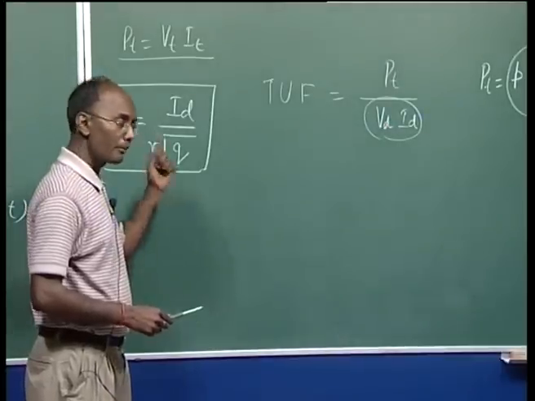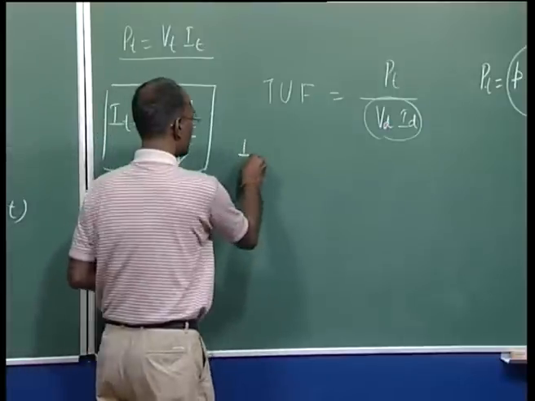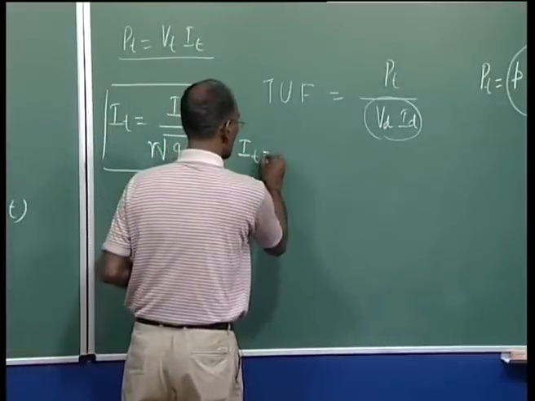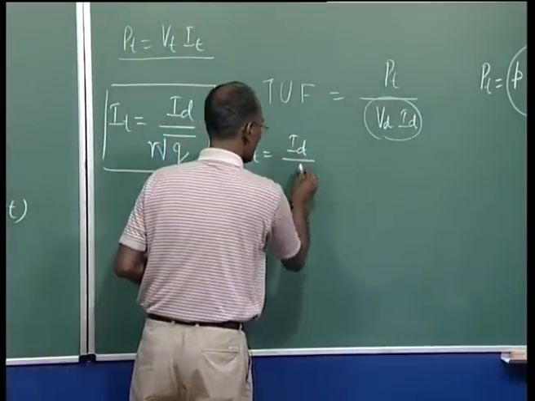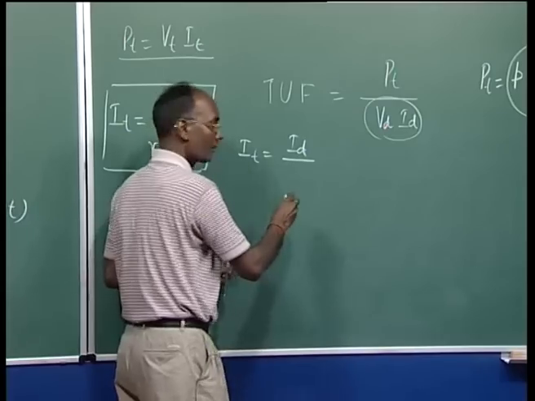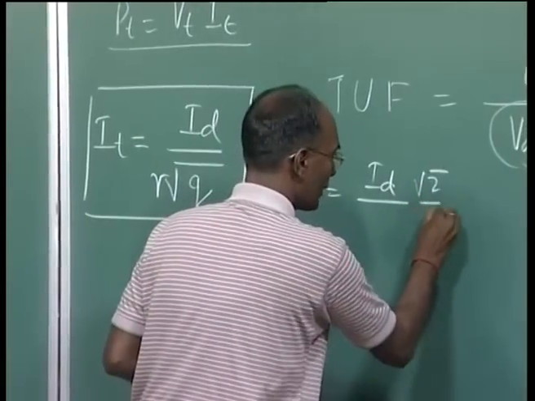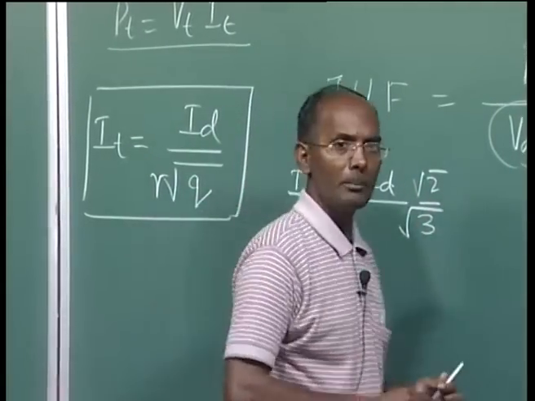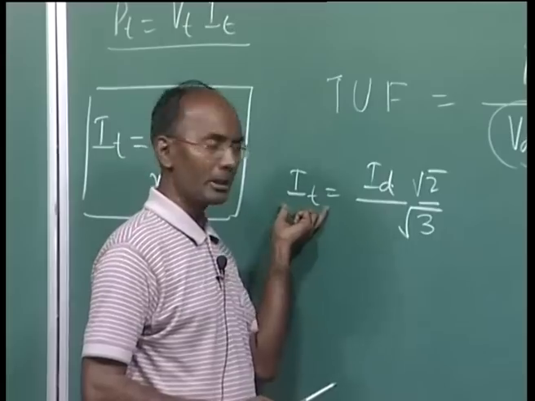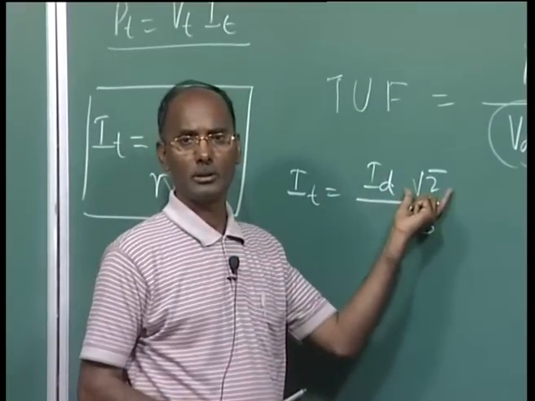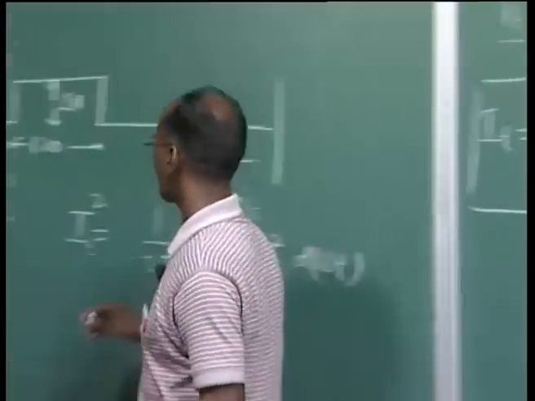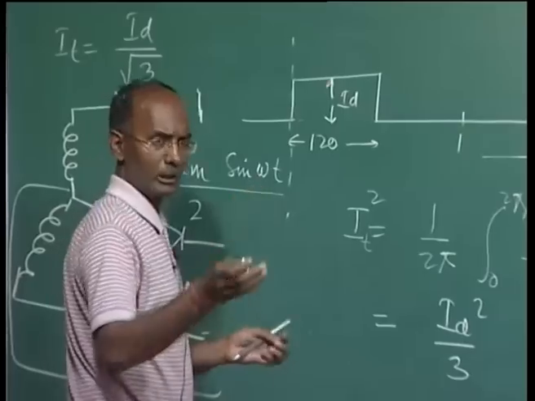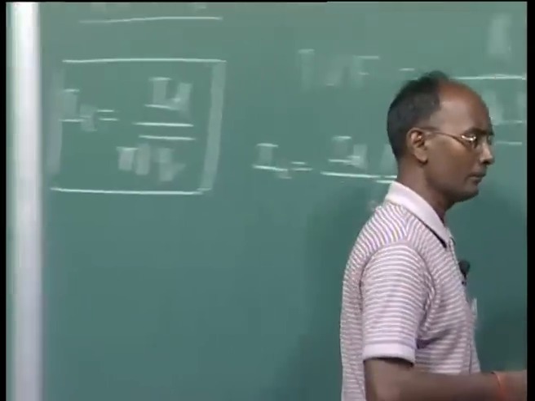For the bridge circuit, you can see this RMS value, your IT, will be ID times under root 2 by 3. Means here this RMS current is improved by under root 2 times. How? You can see here what happens if you are going for the bridge converters. Now, you can see the figure here.